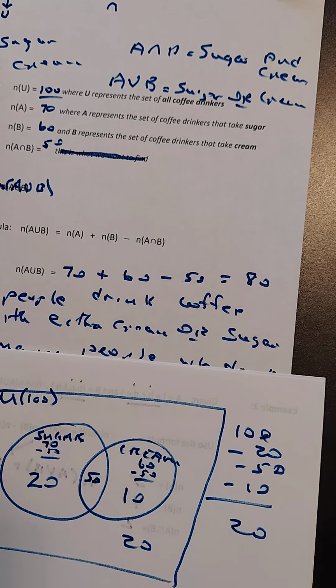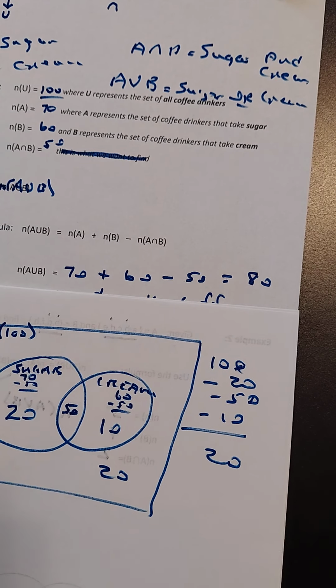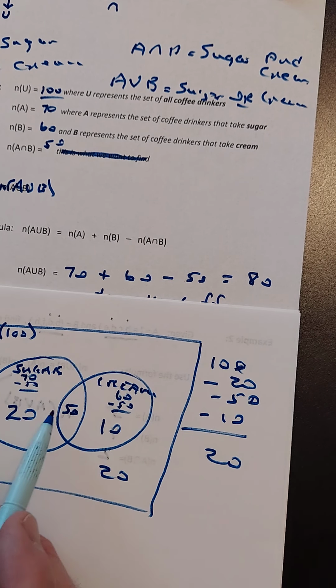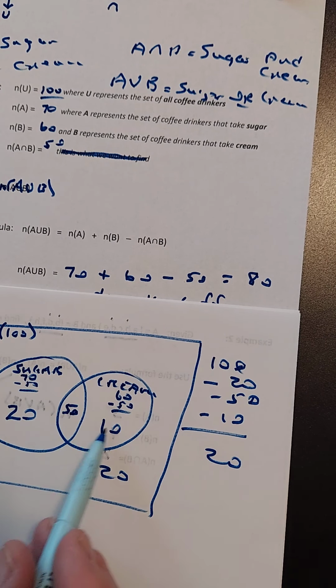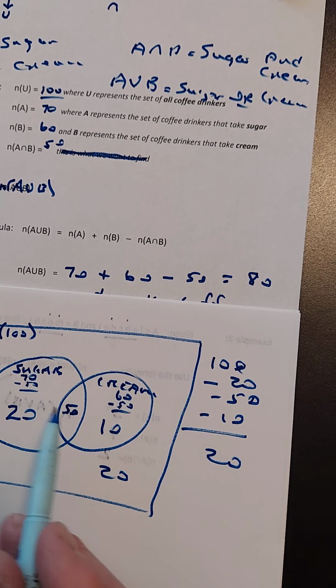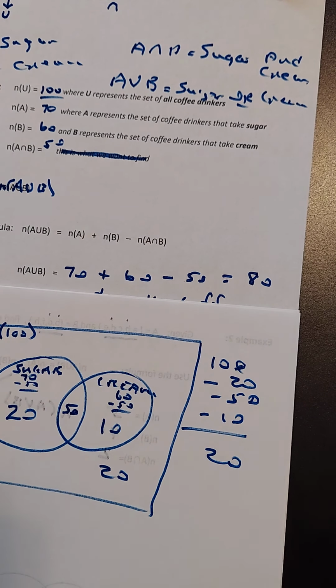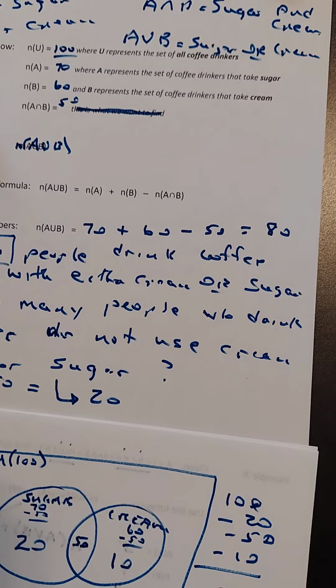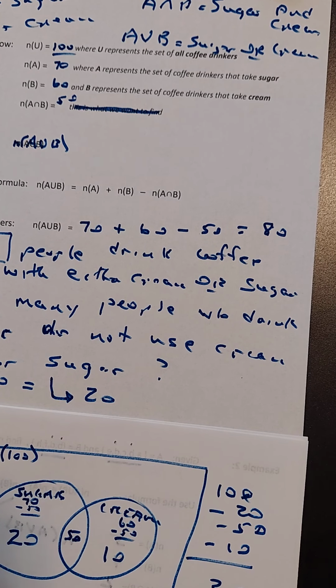My original question, when I found the 80, was everything inside the circles. If you take 20 plus 50 plus 10, that gives you the 80. There's 80 altogether. Now, I didn't do it that way. I used the other formula. The second question I asked is how many didn't use either one. So I'm talking about how many are outside the circles. That would be this one right here. So if I take away all of these from the 100, that gives you 20.